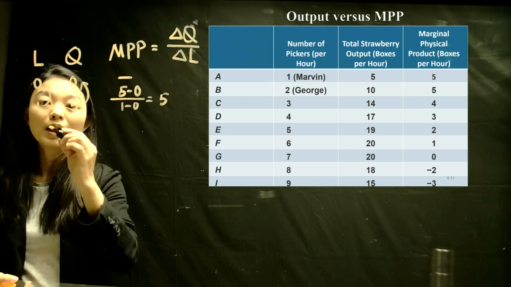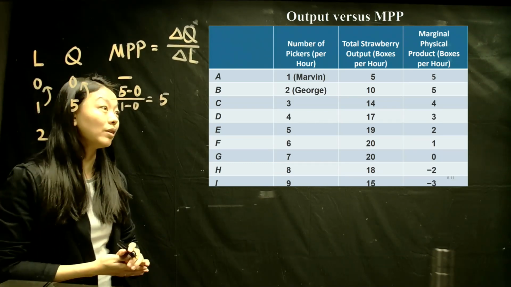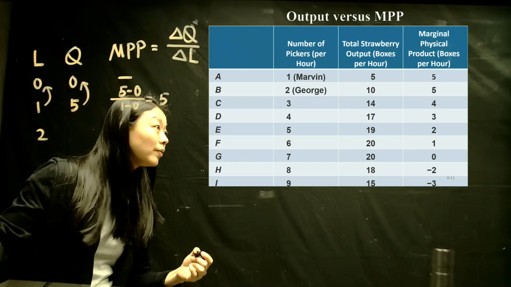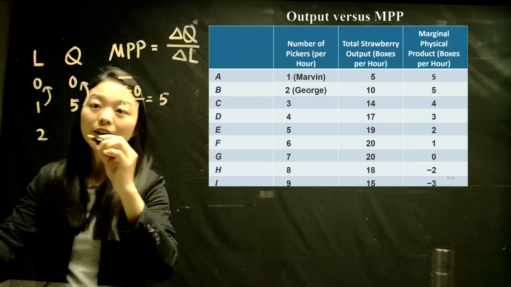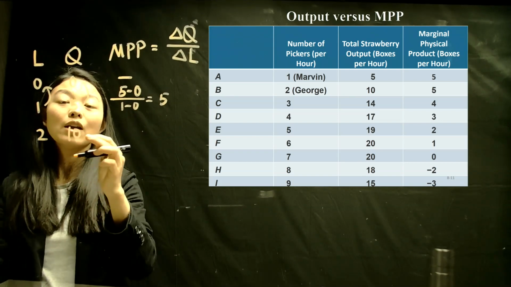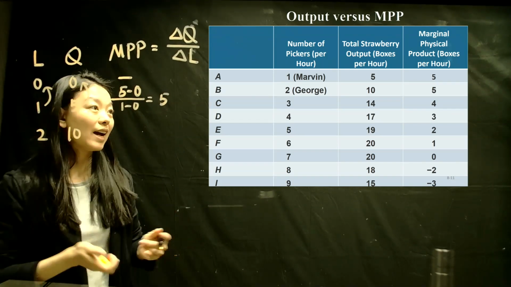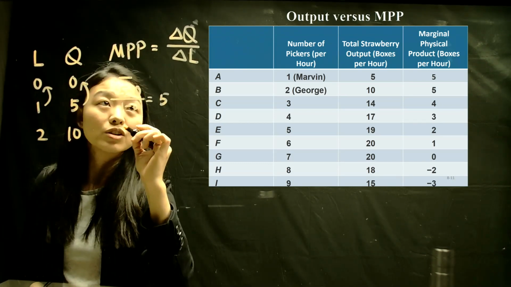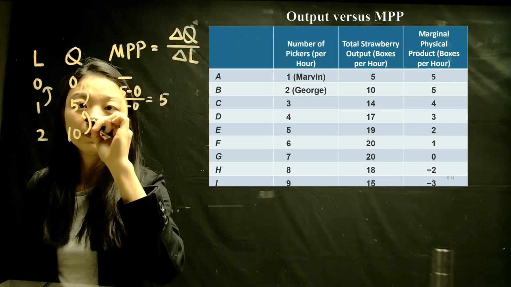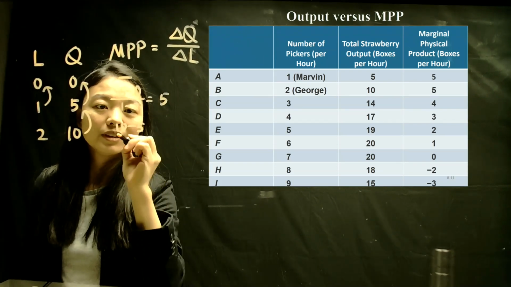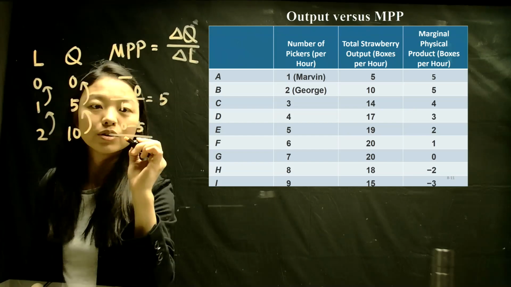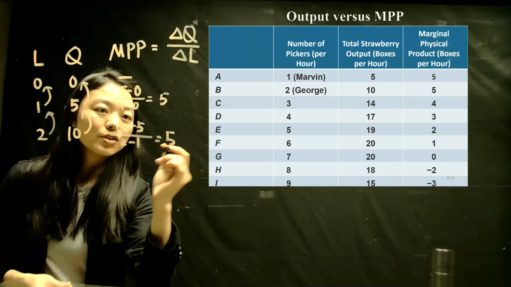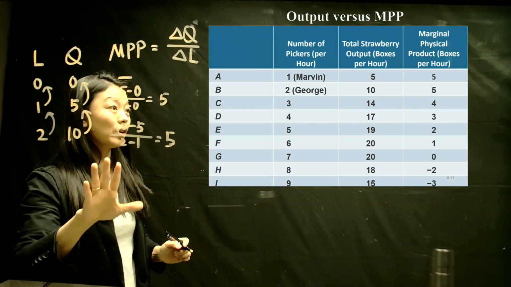If the firm now decides to hire one more worker, George will join. So now the firm has 2 workers, and the total output will be 10. Now I want to get the marginal physical product for George. So we use the change in output, 10 subtract 5, divided by the change in labor, 2 subtract 1. We still get 5 as the marginal physical product for George.